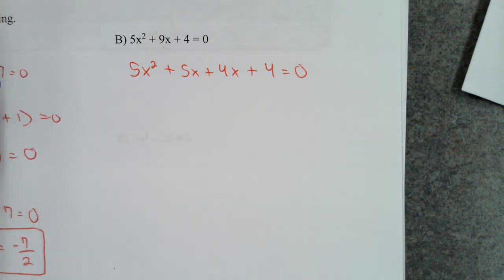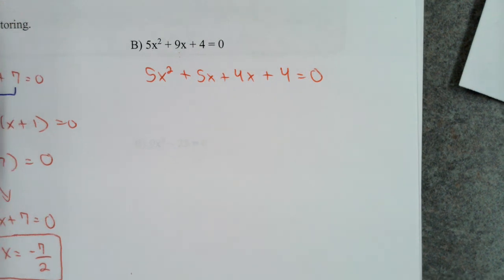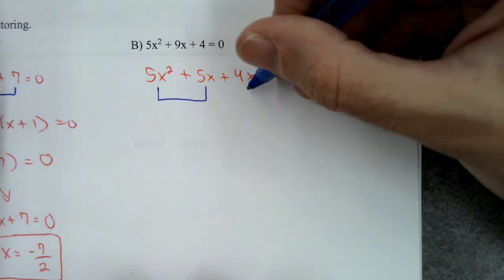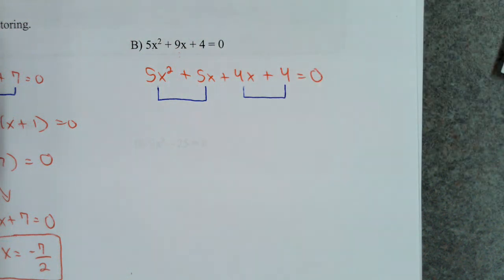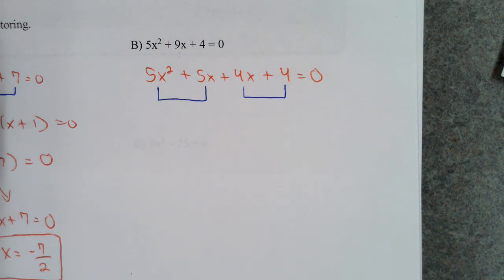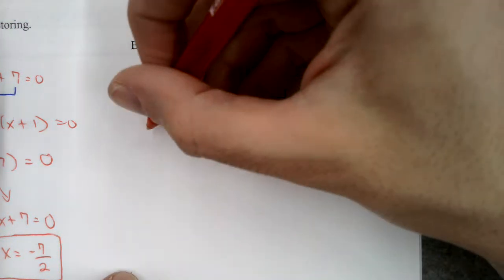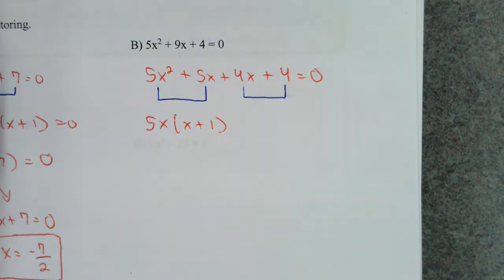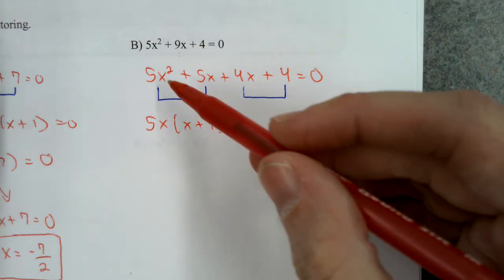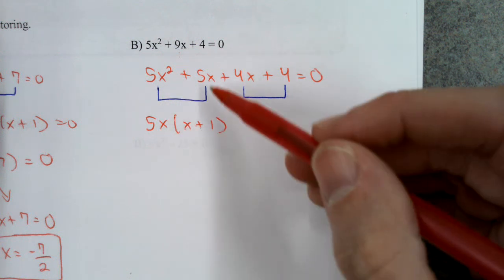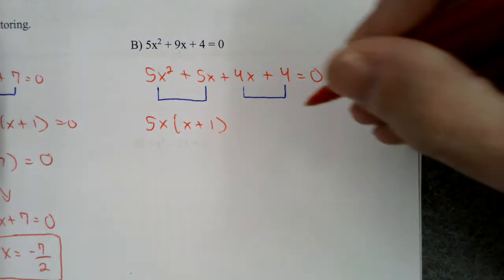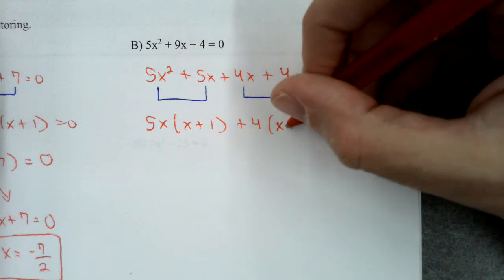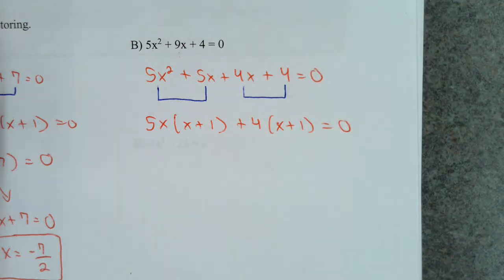Now you're going to do factoring by grouping, so you're going to make two groups. You want to make sure your groups have something in common, though. So that'll be my first group, and this will be my second group. My first group has a GCF, a greatest common factor of 5x. So it leaves me with x plus 1 in parentheses, because 5x times x is 5x squared, and 5x times 1 is 5x. The second group has a GCF of 4. So it leaves me with x plus 1 in parentheses.